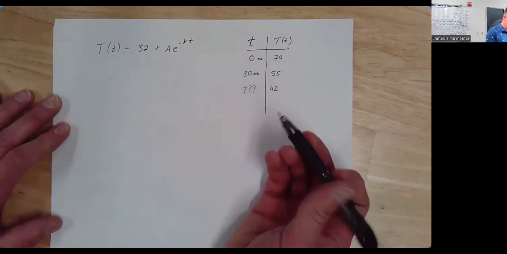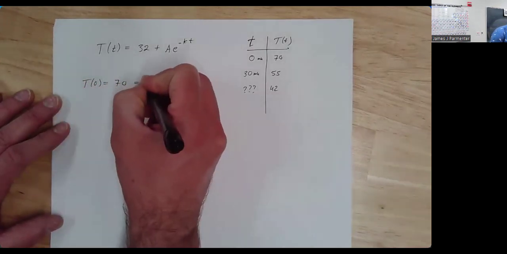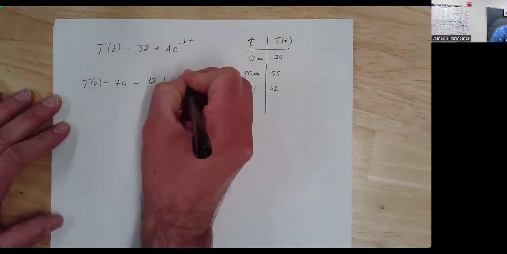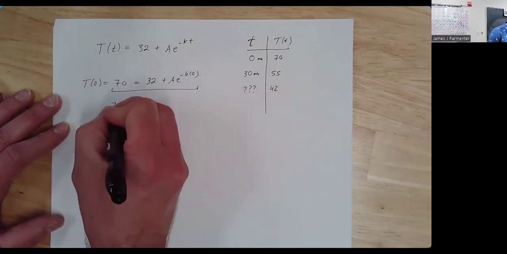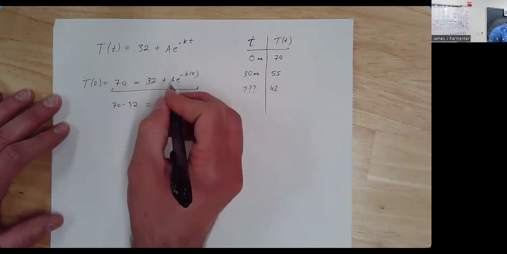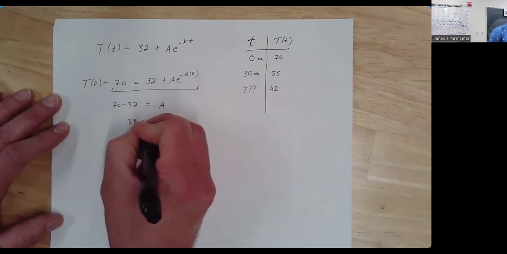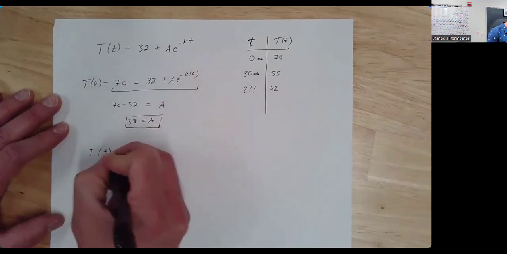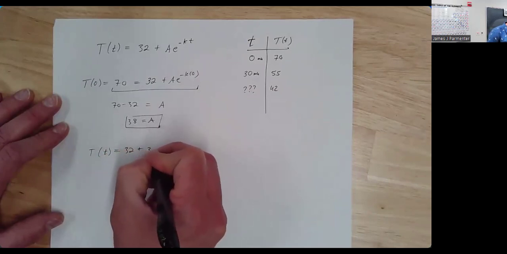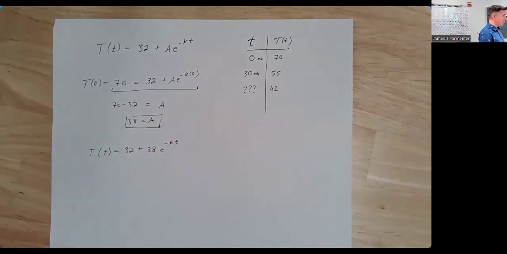So start with plugging in 0. T of 0 should equal 70, but that's going to equal 32 plus a e to the negative k times 0. So then using this equation, 70 minus 32 equals a times e to the 0, which is just a. So a is going to be 38. Plug that back into our model. So now the temperature at time t is 32 plus 38 times e to the negative kt. And we can see that if you plug in t equals 0, you're going to get 32 plus 38, which is 70, as we should.